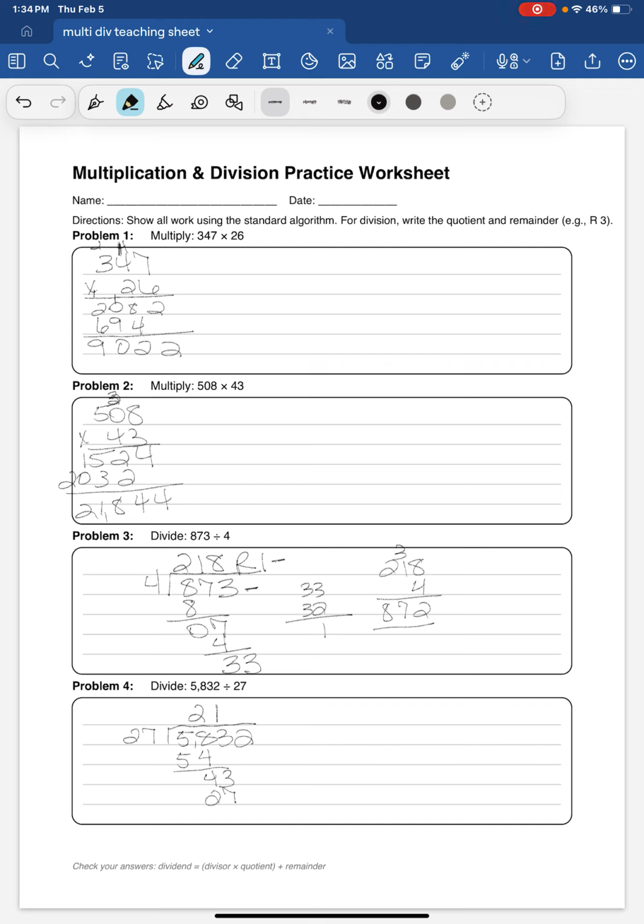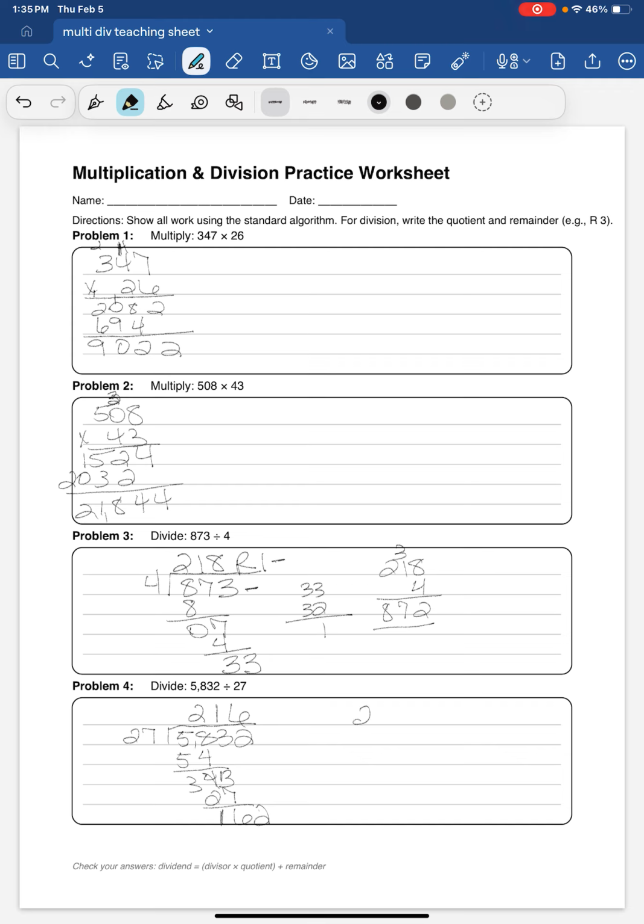So you bring down your 27, and so you have a 16 remainder, and then you bring down your 2, 162, and if you divide 162 by 27, you get 6, and it works out evenly. So in this problem, you're not going to have a remainder.